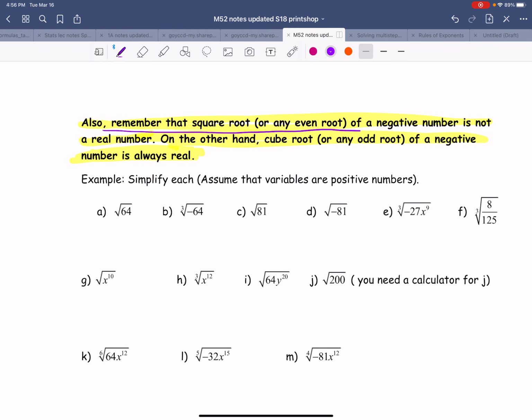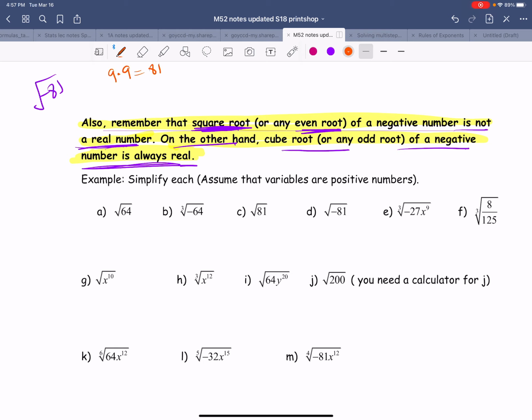Why? Because think about square root of negative 81. Can you think of any number that you will multiply with itself to get negative 81? Not really, because if you're about to say, well, 9, then 9 times 9 is positive 81, not negative 81. If you were going to say negative 9, then negative 9 times negative 9 is also a positive 81. It is not equal to negative 81. So square root of a negative inside an even root is not a real number.